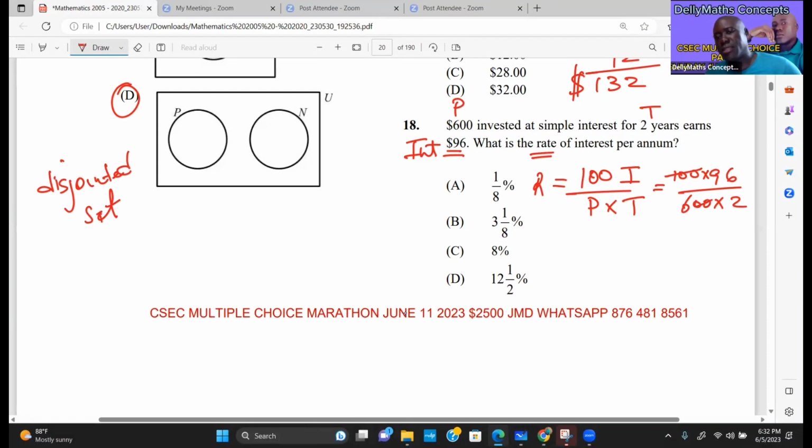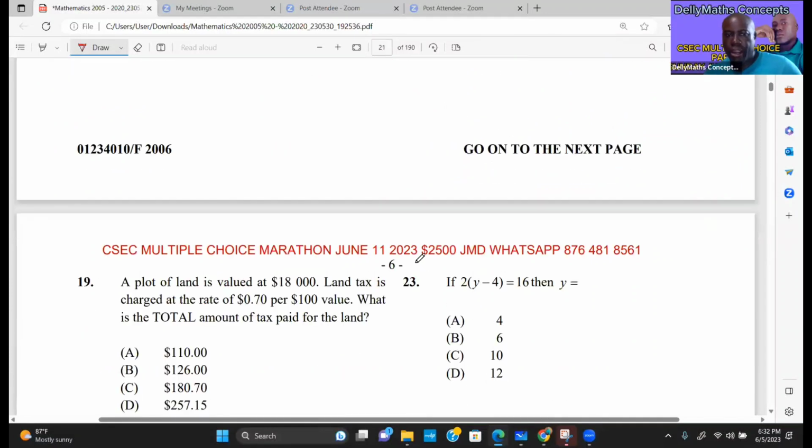100 cancels, 6 down at the bottom. Right? You could break it. 2 into itself, 1. 2 into 96 is 48. 6 into itself, 1. 6 into 48 is 8. So you're seeing that we got 8% right there. Regular working, right?